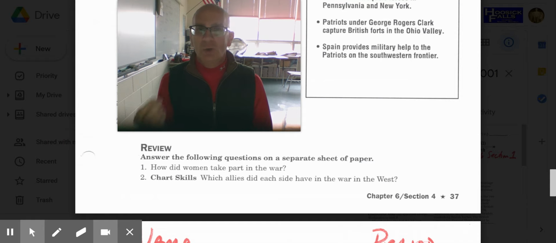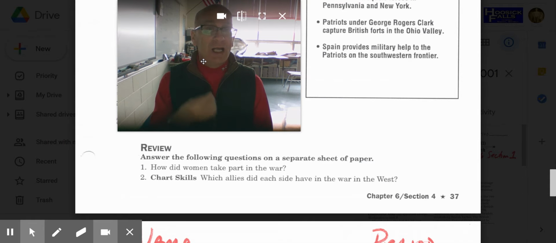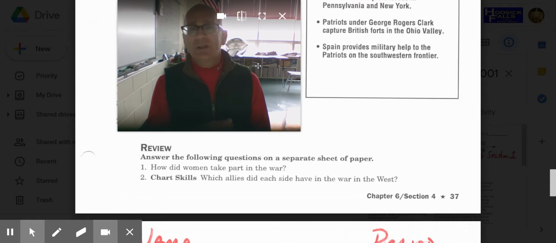It will shift to New York, Pennsylvania, Delaware, and New Jersey. Well, toward the end, the war will be decided not in the northern states, not in the middle states, but it will ultimately be decided in the southern states. And that is the title of Chapter 6, Section 5, which we will see next. That is titled Winning the War in the South.